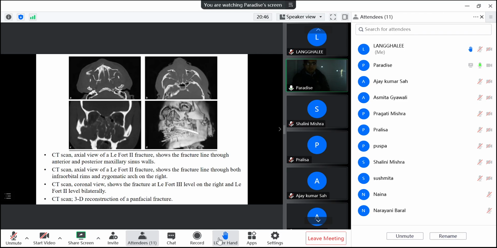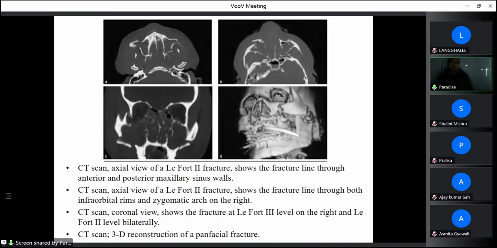So panfacial fracture is, if the face is divided into three parts: lower third, middle third, and upper third. Among them, if the midface is fractured along with either lower 1/3 or upper 1/3, then it is known as panfacial fracture. So here the midface is fractured as well as the mandible is fractured. There is left parasymphysis fracture as well as condyle is also fractured. So it is a case of panfacial fracture.